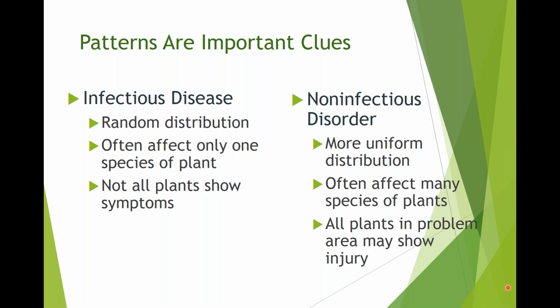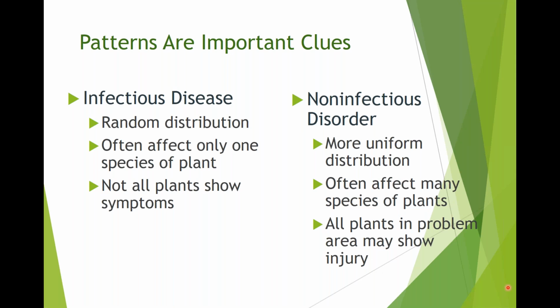In general, with infectious diseases, there's a random distribution of symptoms in a crop or even on a plant part. Often diseases will affect only one species of plant, sometimes even just a cultivar or two of a particular species. And not all the plants will show symptoms at the same time. There will be spread over time.